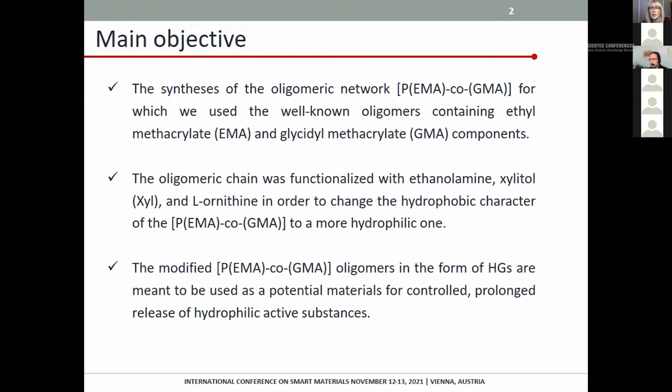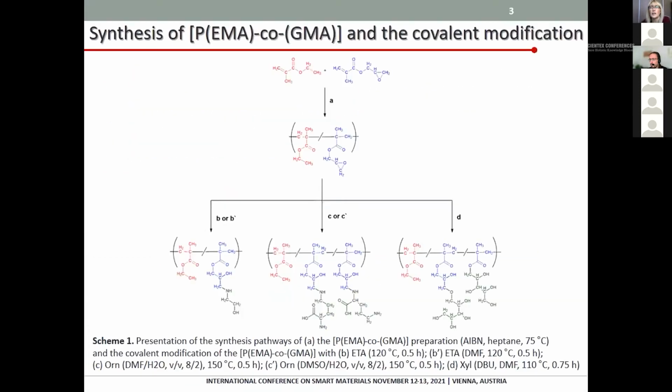In order to change the hydrophobic character of the EMA co-oligomer to a more hydrophilic one, the oligomeric chain was functionalized with ethanolamine, xylitol, and ornithine. The first step in hydrogel preparation was the synthesis of the co-oligomer and its covalent functionalization with hydrophilic moieties. To obtain the desired hydrogels, a suitable oligomer consisting of two components, ethyl methacrylate and glycidyl methacrylate, was prepared. Then the oligomeric chain was modified with ethanolamine, xylitol, and ornithine to obtain the hydrophilic 3D co-oligomers.